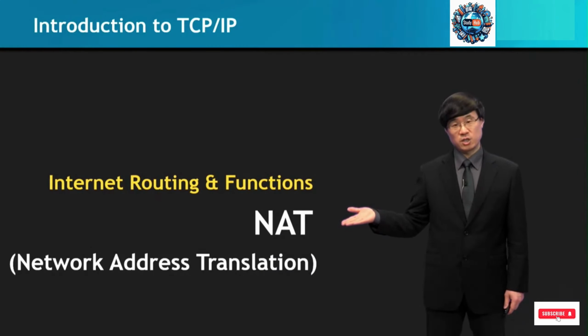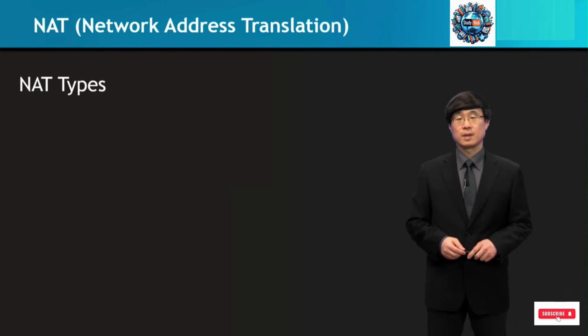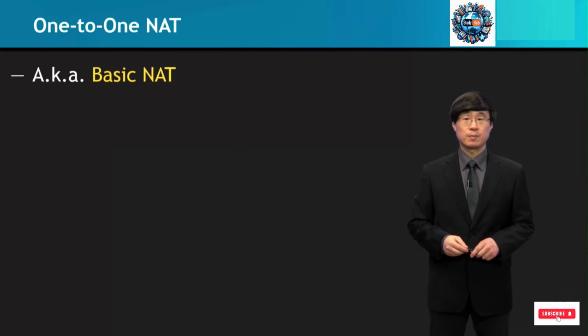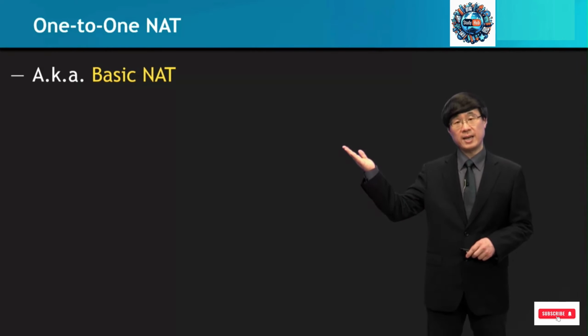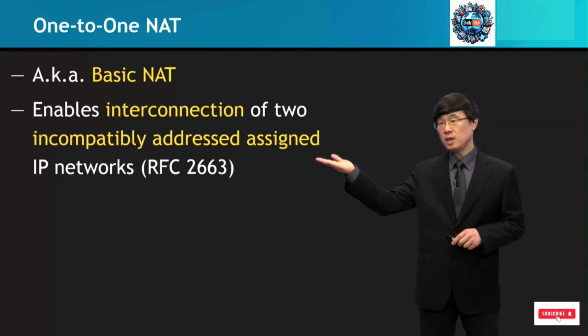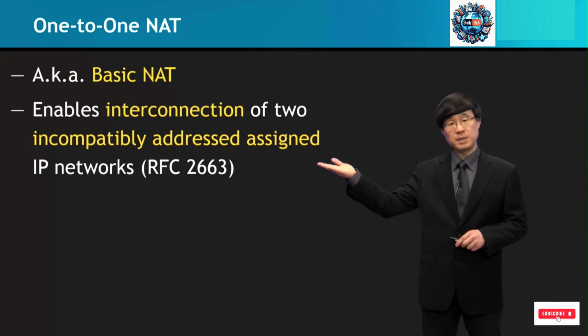Network Address Translation, NAT. There are two types of NAT, one-to-one NAT and one-to-many NAT. One-to-one NAT is known as basic NAT, and it enables interconnection of two incompatibly address-assigned IP networks.